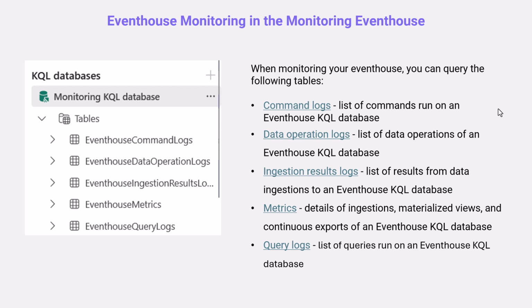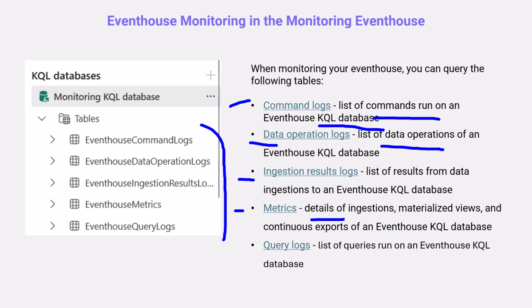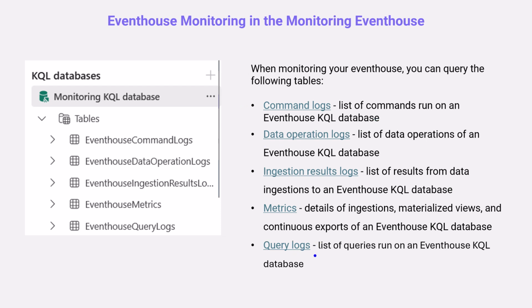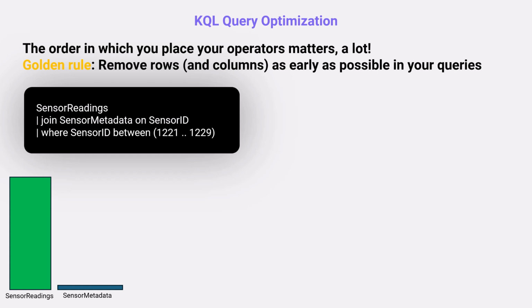You also have the monitoring Eventhouse, which we mentioned briefly at the beginning of this video. To go into a bit more detail about what that contains for the Eventhouse, you'll get the command logs, which is a list of all the commands that are run on your KQL database, data operation logs, so a list of all the data operations, ingestion results, all of the results of your ingestions, the metrics, so details about ingestions, materialized views, continuous exports, and query logs. Potentially the most interesting or useful for you if you're managing an Eventhouse. All the different queries that get run against your KQL database are stored here.